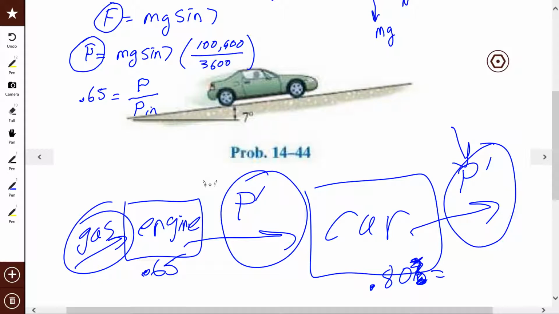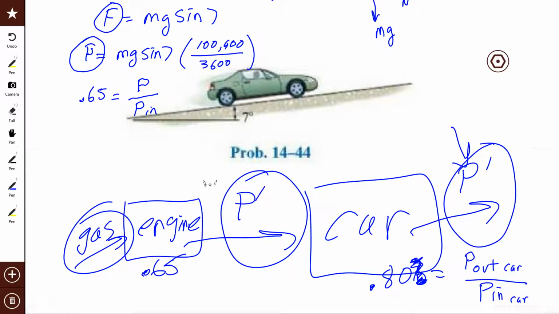That means the power out of what? What's the efficiency of? The car. The power out of the car divided by the power in of the car is 0.8. What's the power that comes out of the car? mg sine 7, exactly. That's the power that comes out of it.